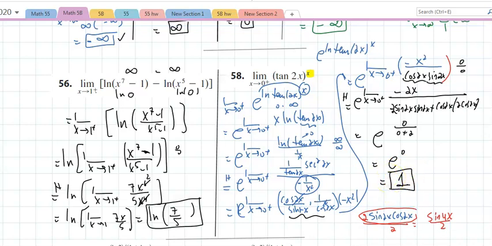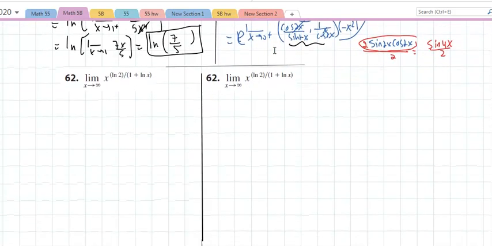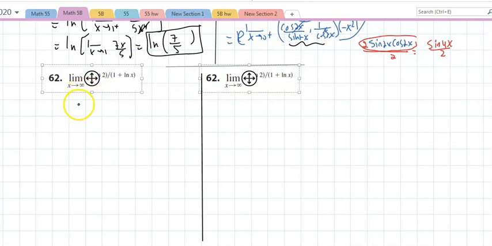Now, this is one way the book does it. Anytime you see a power, so if they have a to the x, they write that as e to the natural log of a to the x. There is another way. I think it looks simpler, but it's up to you. I'm looking at this problem, and I notice it has the same thing. As x approaches infinity, this is infinity raised to natural log 2 divided by 1 plus natural log of x. As x approaches infinity, that would approach 0.